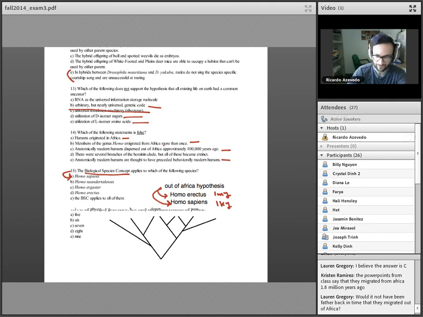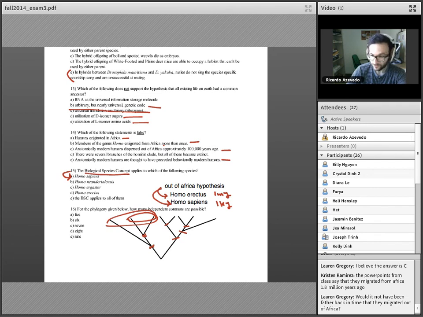So hopefully that clarifies. Again, you had Homo erectus coming out of Africa, and then Homo sapiens coming out of Africa much later. Homo erectus is around a million years ago, and Homo sapiens around 100,000 years ago. Okay, hopefully that clarified the matter.